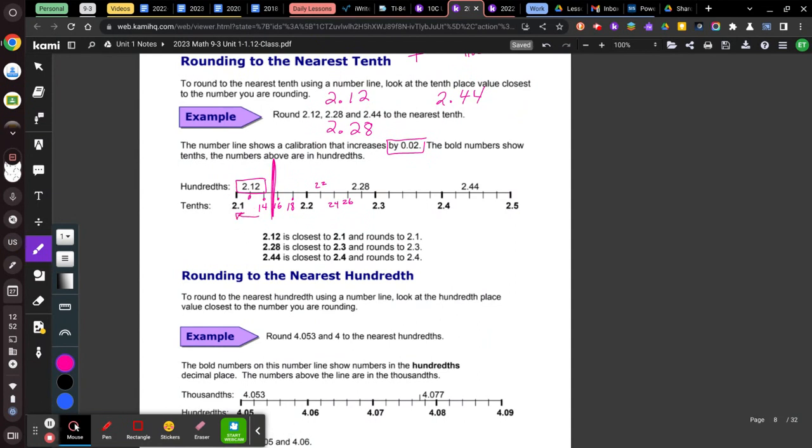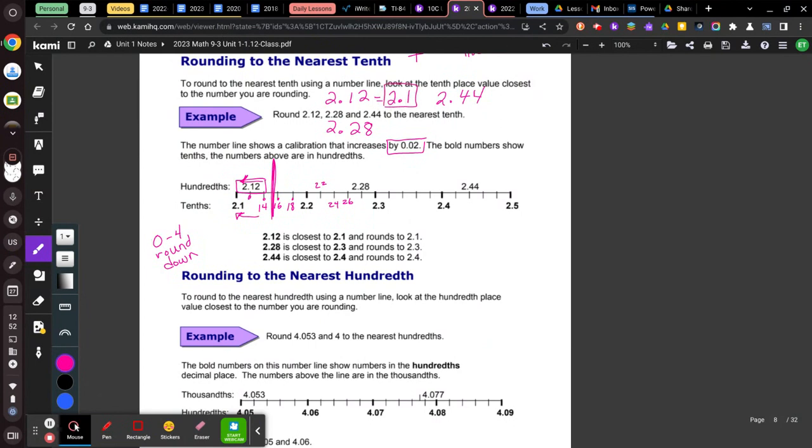It's closer to 2.1. So another way to look at that is to look at the second number. What's the number after the digit 1? 2. It's a 2. And the 2 is between the numbers 0 and 4. And if it's between 0 and 4, that means we stay the same. We round down. So if I round down, what that means is it rounds back to the nearest number. So it would be rounding to 2.1. So this one rounds to 2.1.